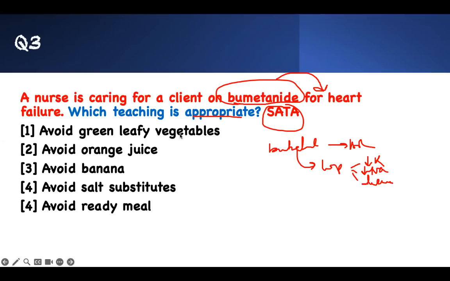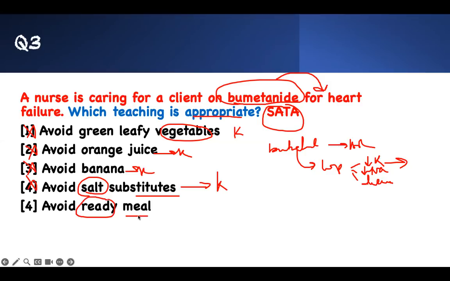appropriate? Avoiding green leafy vegetables. This will give you potassium. I don't think it's appropriate. Avoiding orange juice. This also helps with the potassium because the potassium will be low, hypokalemia. Avoid banana. This also helps with your potassium. Avoid salt substitutes. Salt substitutes have high potassium. So that's wrong. Avoid ready meals. Yes, ready meals have a bunch of sodium in them, like fast food.